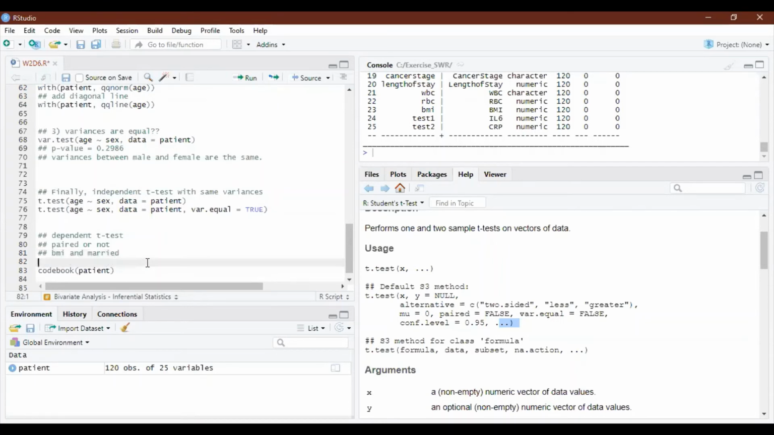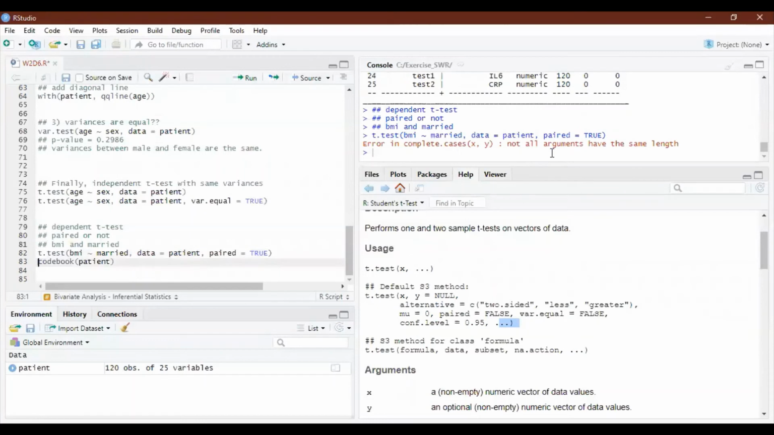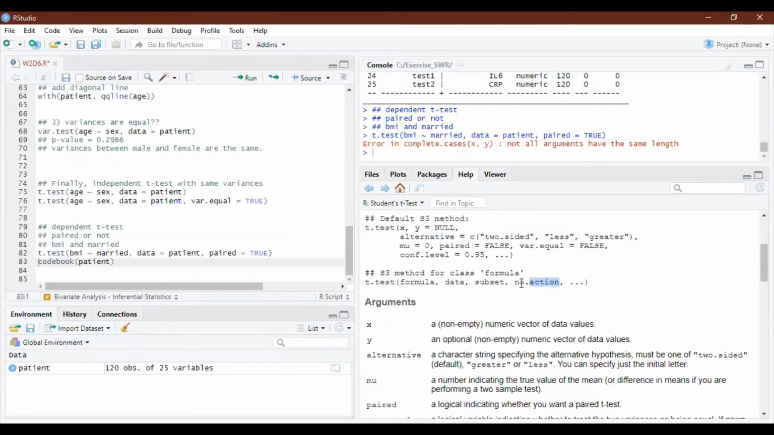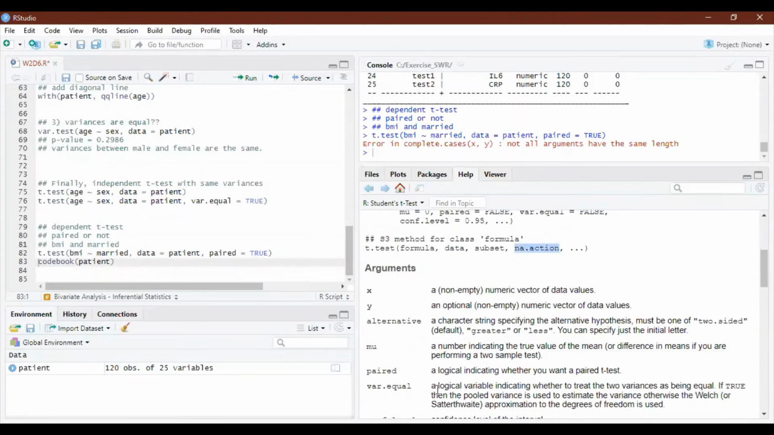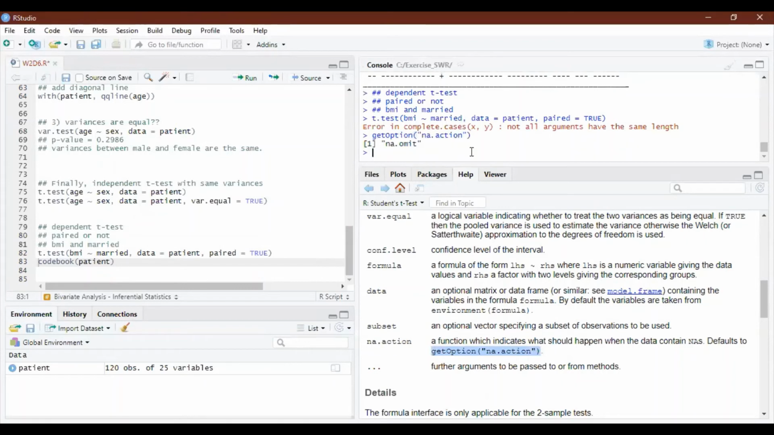and merit, okay? Because there is no missing value in these variables. So BMI and then merit, I hope this works. So data should be our patient data and it should be true, okay? Oops. Okay. Here we have the NA.action, right? Okay, so NA.action, I think, okay, we got it.